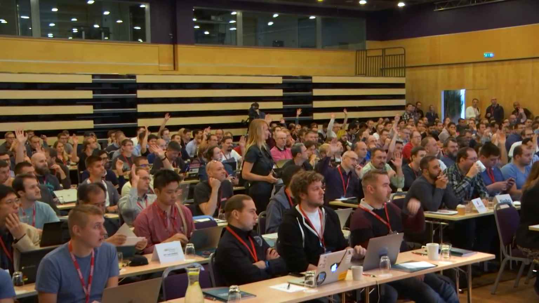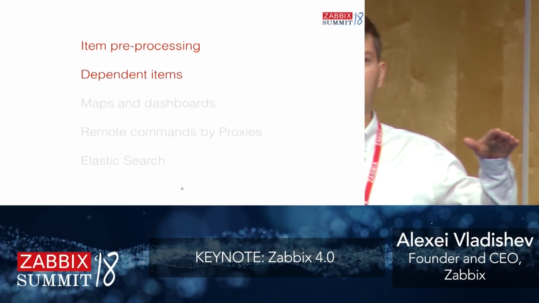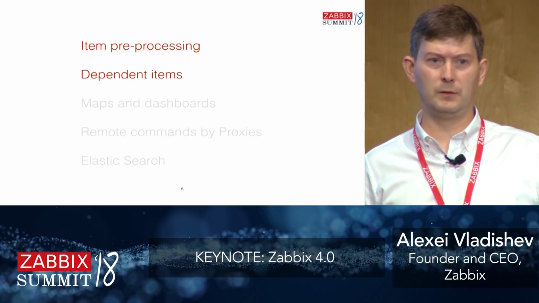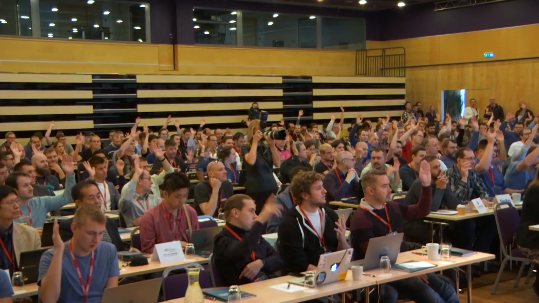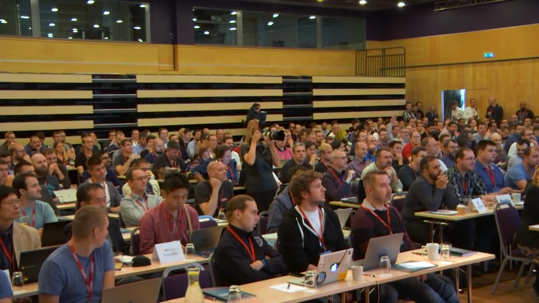And now, again, before talking about 4.0, I would like to talk about two things, item preprocessing and dependent items. By the way, how many of you use this functionality in production? Okay, so maybe around half, maybe 40%. But how many of you are on Zabbix 3.something? Okay, 2.something? Okay, 4.0? Okay, brave hearts. All right.